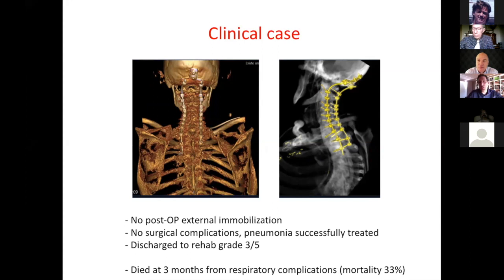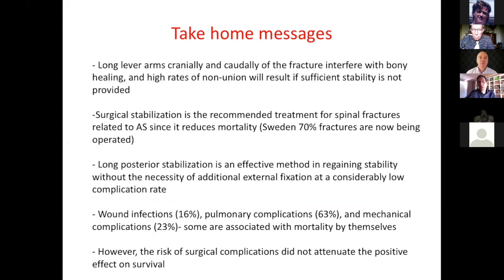And these patients, really older patients, have a high rate of mortality. So the take-home message is long lever arms cranially and caudally of the fracture interfere with bone healing, and high rates of union will result if sufficient stability is not provided.